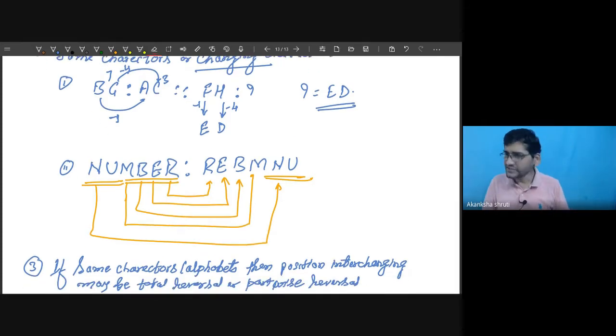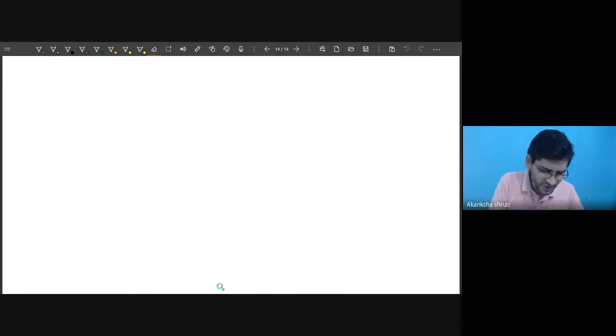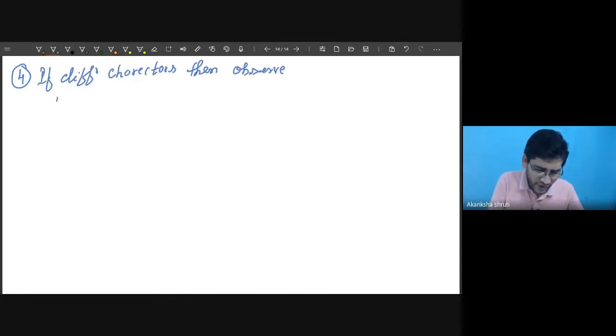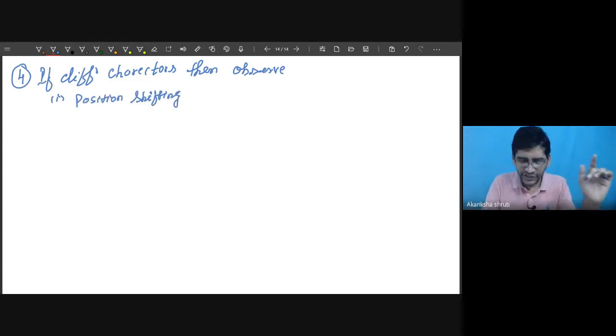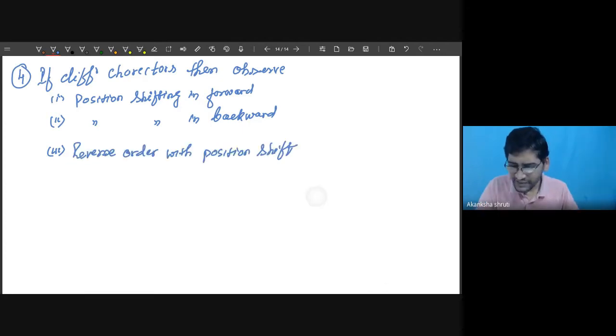Now the next one, if there is variation, then what to do? For the variation, you have to observe how much is the shift. That is the only tool. The fourth one, observe the different characters with the same number. Then you have to observe their position shift, in forward or in backward, reverse order position shift.